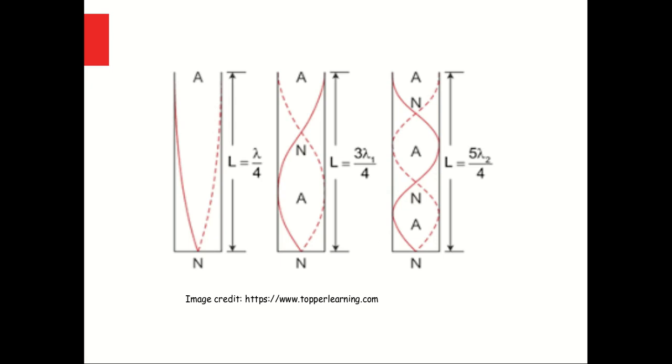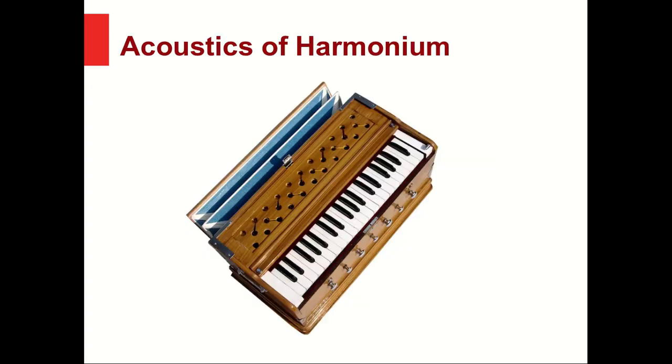So this is all about the working of the clarinet, which is a wind instrument or aerophone, such that one end is open and one end is almost closed. The next wind instrument that we have to study as part of our syllabus is the harmonium, a very well-known instrument for all of us.